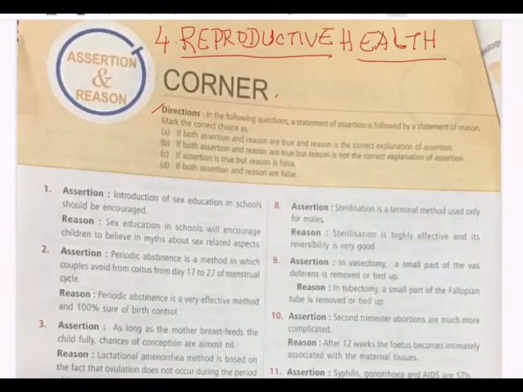Question number 1, assertion. Introduction of sex education in schools should be encouraged. Reason. Sex education in schools will encourage children to believe in myths about sex-related aspects. So this must be perfectly C. Why C? Assertion is true. Introduction of sex education in schools should be encouraged. And reason is false because it says children believe in myths. That is not the aim of introduction of sex education in schools. Hence, answer should be C.